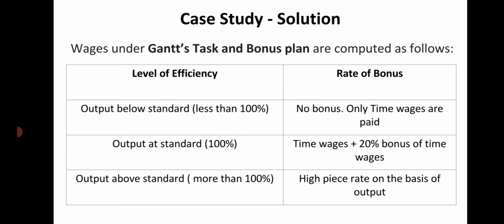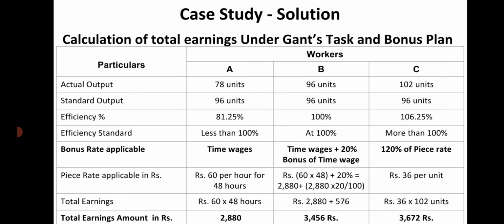Now the Gantt task bonus plan. Level of efficiency and rate of bonus: output below standard, less than 100, no bonus, only time wages are paid. Output at standard, time wages plus 20% bonus on time wages is paid. Above standard, high piece rate. Here, high piece rate is considered as 120% of the piece rate because a separate high piece rate is not given. We will consider 120% as the high piece rate on the basis of output.